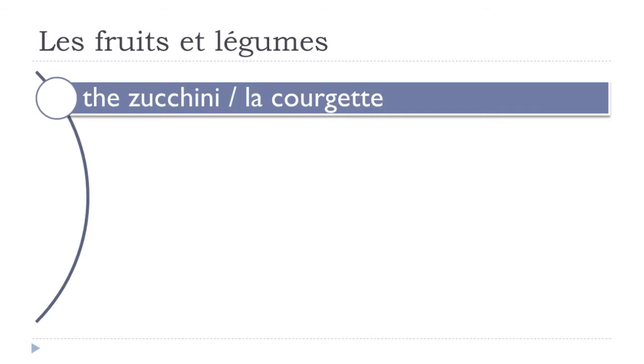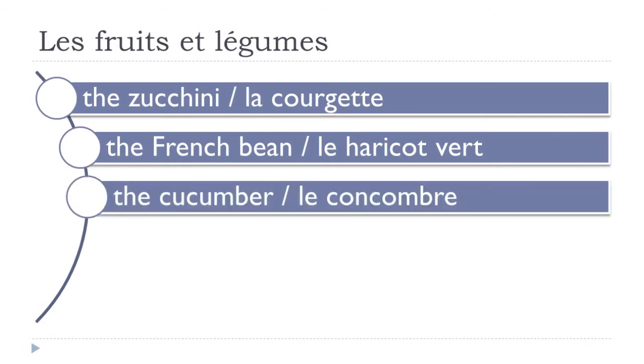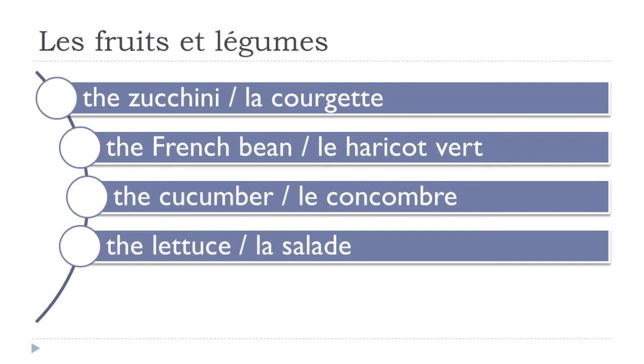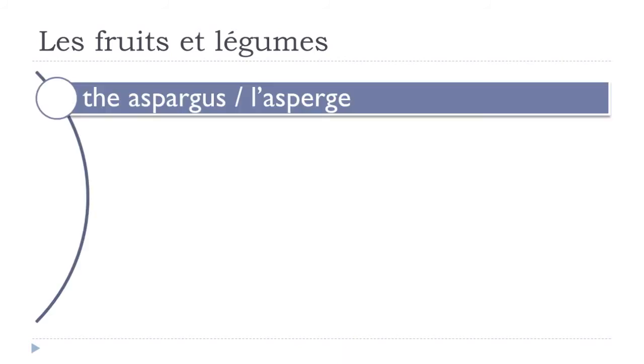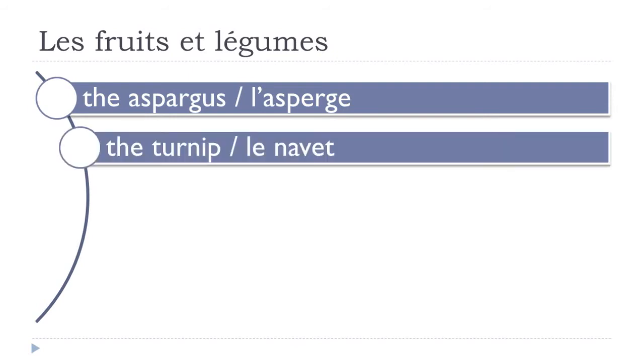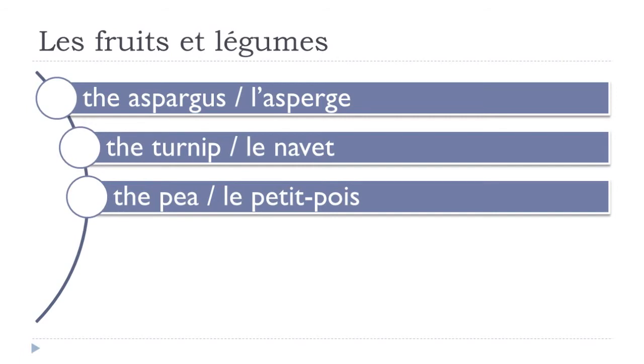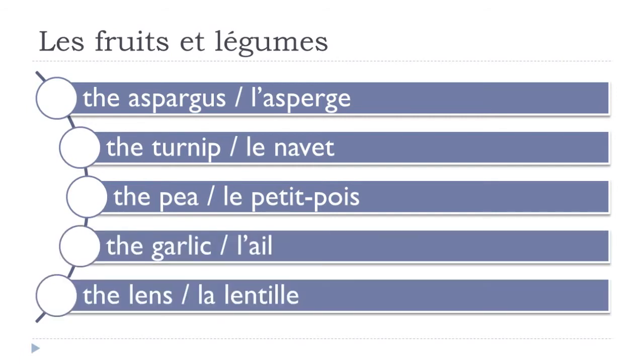La courgette. Le haricot vert. Le concombre. La salade. La carotte. L'asperge. Le navet. Le petit pois. L'ail. La lentille.